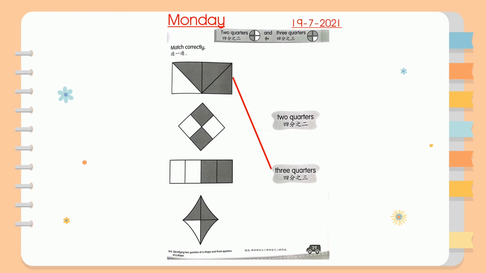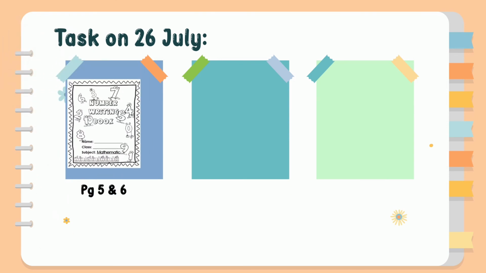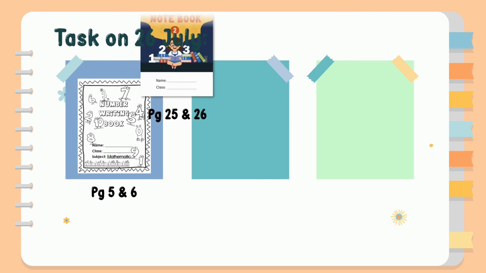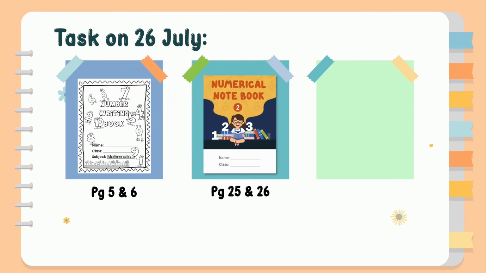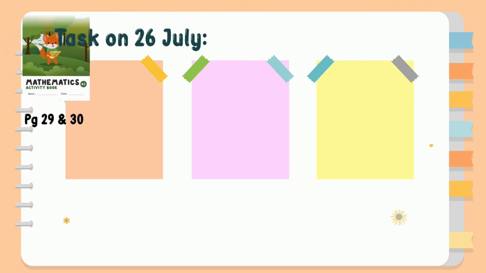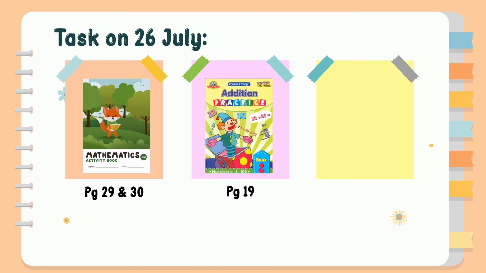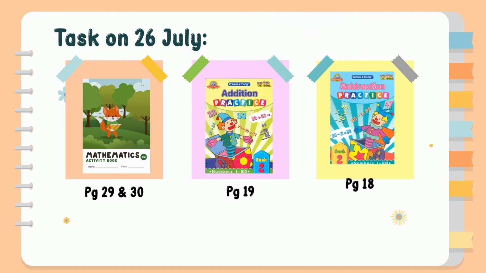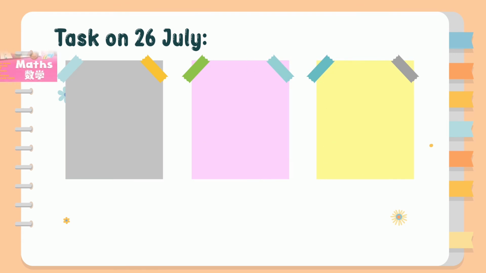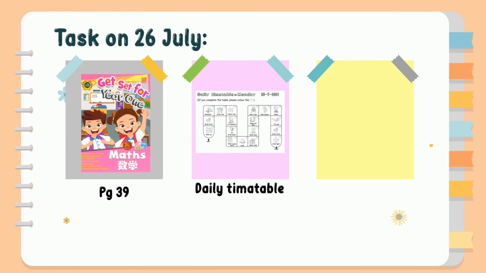Another 3 pictures, you need to look carefully and match to the correct answer. So, what is our task today? That is number writing book, numerical notebook, mathematics textbook, mathematics activity book, addition book 2, subtraction book 2, Linus Mathematics, and the last is our daily timetable.